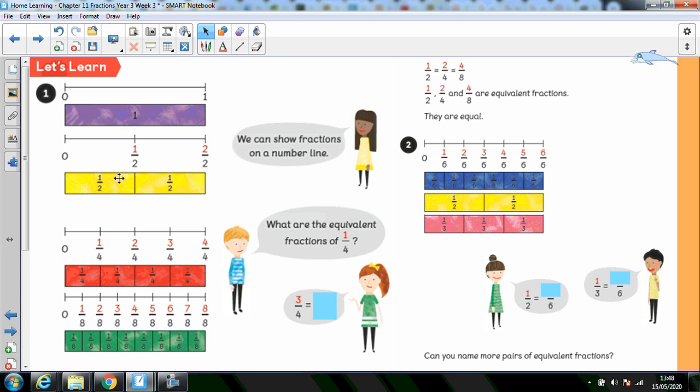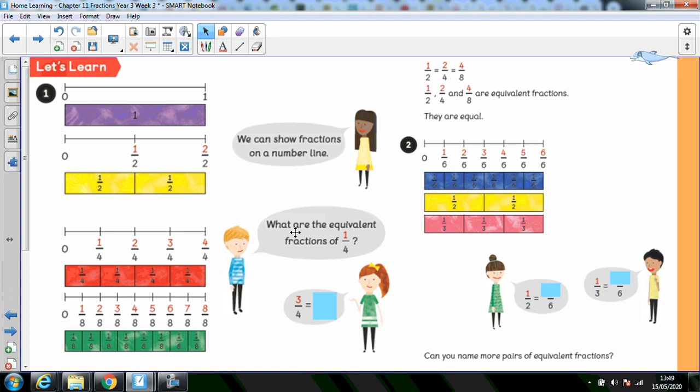When we've got our bar or our piece of paper that's split into halves, we start with 0, we place half in the middle, and we end with 2 halves, or 1. Here we've got quarters. We start with 0, then we have 1 quarter, 2 quarters, 3 quarters, and finally 4 quarters, or 1. And the same with eighths.